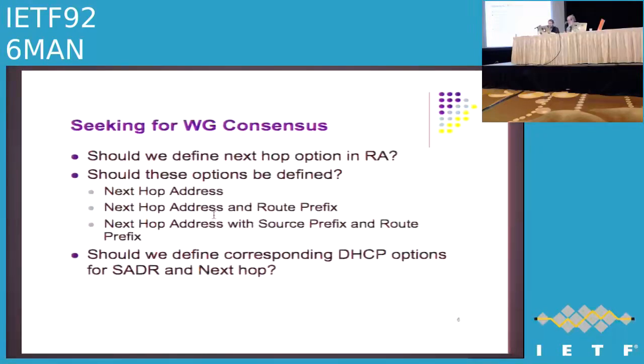So, another important question, which we did not discuss much, is the DHCP options. Should we define the corresponding options in DHCP also? I currently have one draft with the next hop option defined in DHCP. We did not discuss this much. I asked the DHCP group, and they said you should discuss this in 6 months. So I'm asking this question: should we define the corresponding DHCP options, the SADR option and the next hop option, for SADR and next hop in DHCP as well?